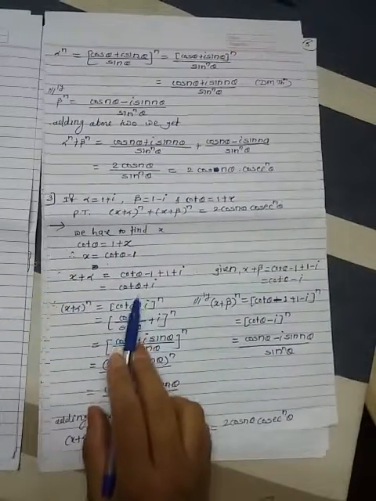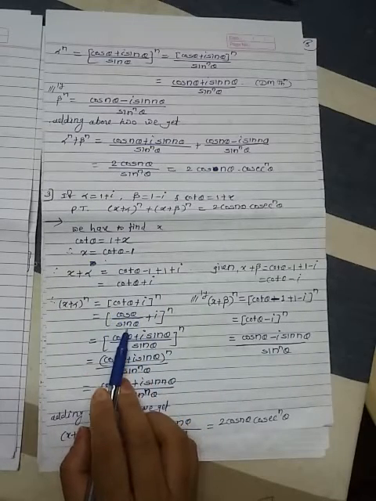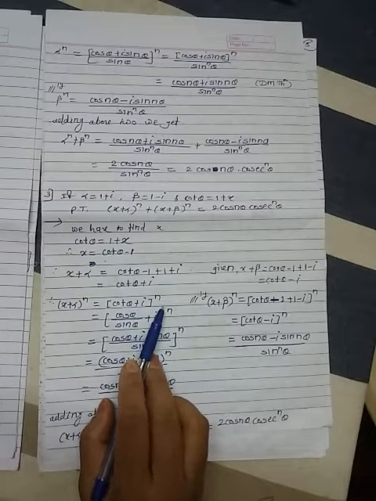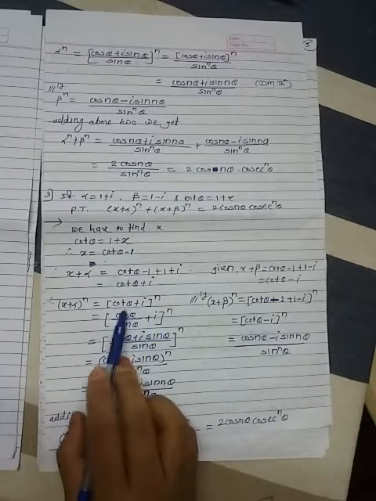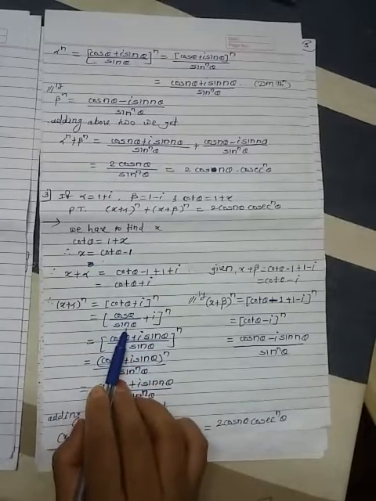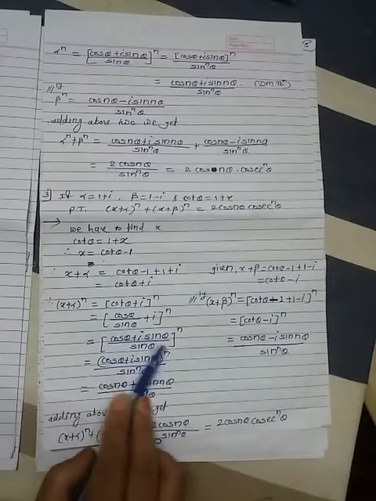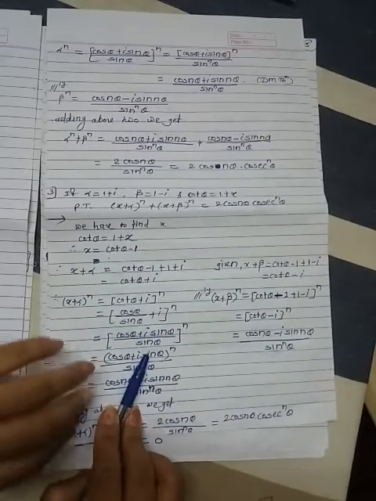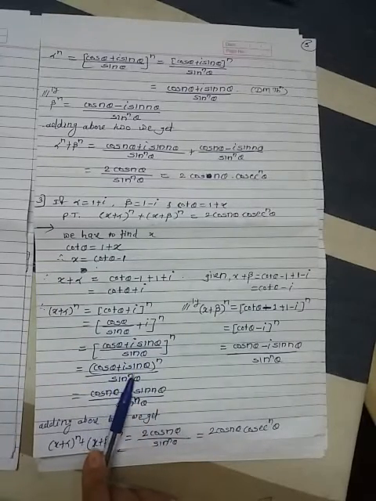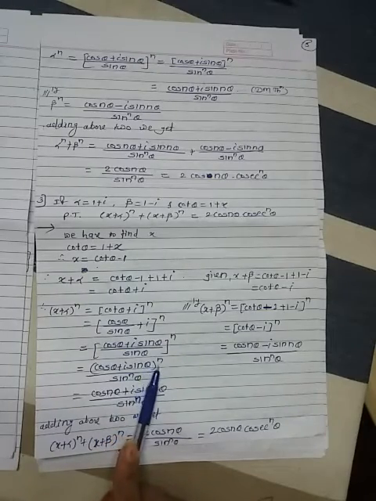Therefore (x + alpha)^n becomes (cot theta + i)^n. Now put the value of cot, because if we want to use De Moivre's theorem, we have to convert cot into sine and cos. Therefore cot is cos theta upon sine theta, plus i as it is. Cross multiply, we get (cos theta + i sine theta) upon sine theta. Now separate the index to each numerator and denominator, we get (cos theta + i sine theta)^n is equal to sine theta raised to n.